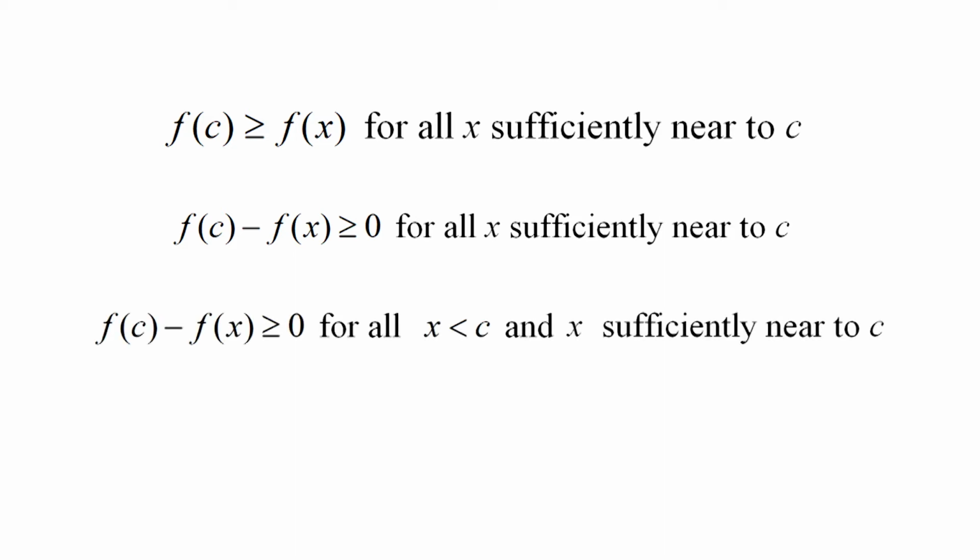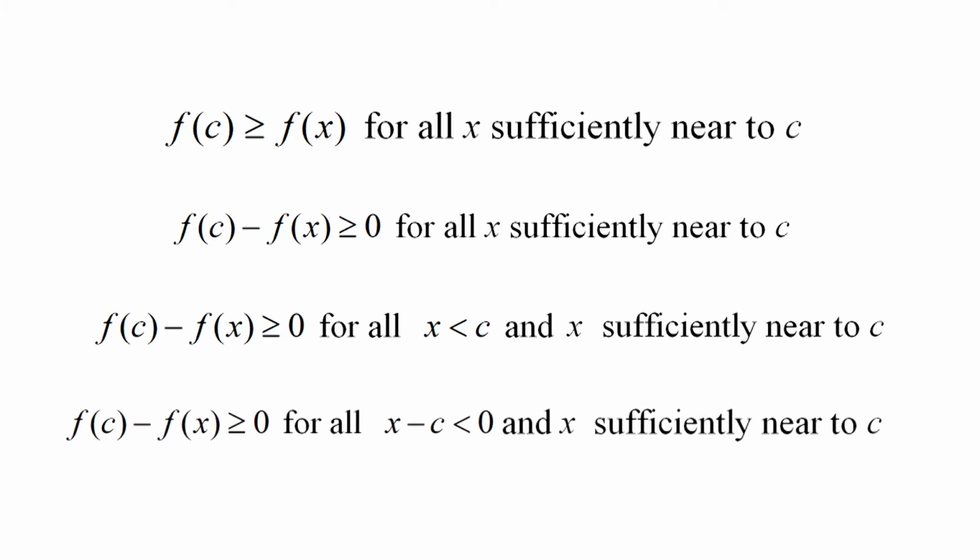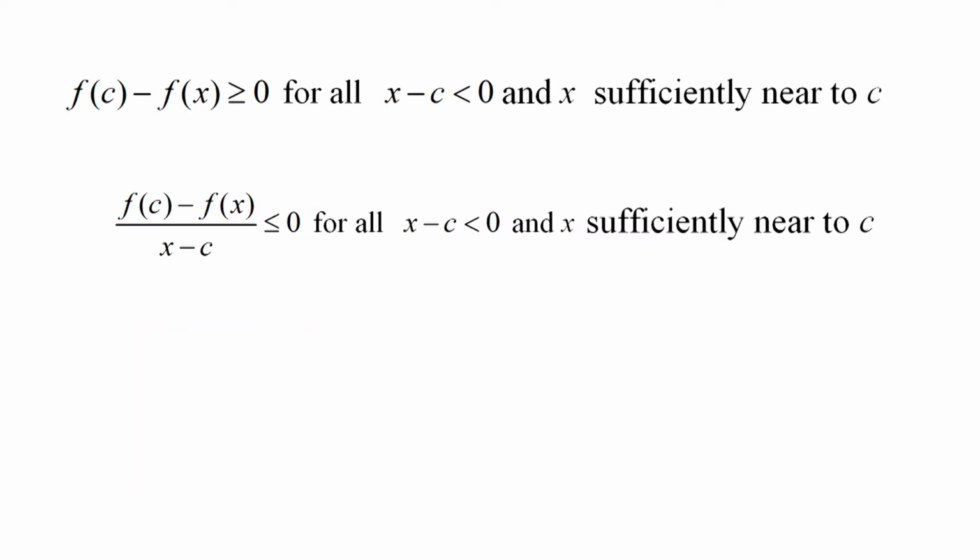In particular, f(c) minus f(x) is greater than or equal to 0 for all x less than c and x sufficiently near to c. That is, f(c) minus f(x) is greater than or equal to 0 for all x minus c less than 0 and x sufficiently near to c. Hence, (f(c) minus f(x)) upon (x minus c) is less than or equal to 0 for all x minus c less than 0 and x sufficiently near to c.